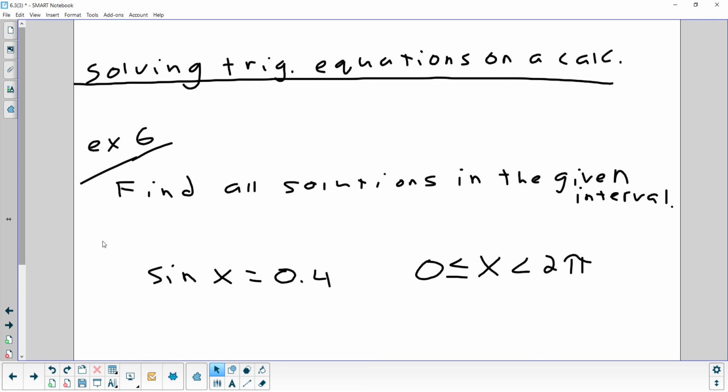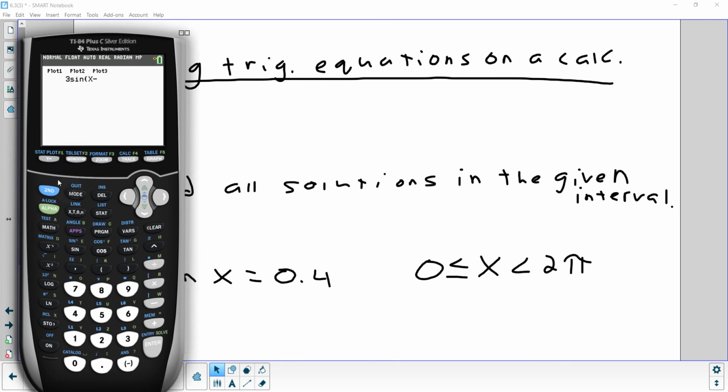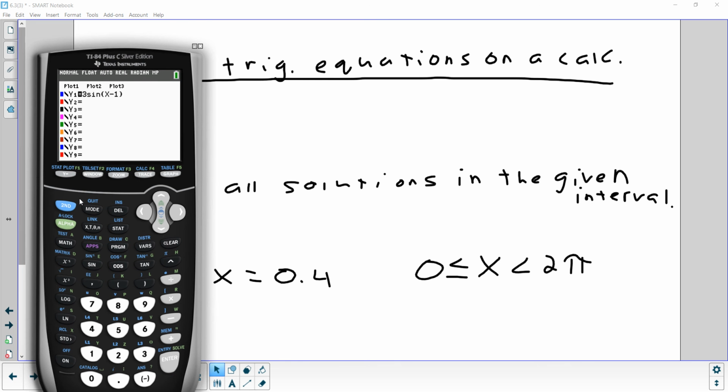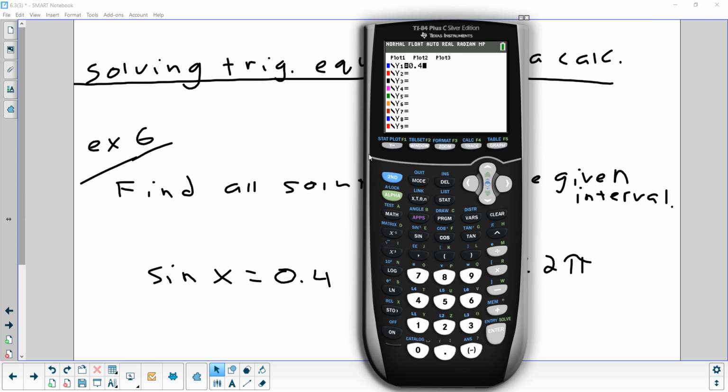Yeah? If you plug in 0.4 in y1 and then 2 pi in y2. So let's plug in 0.4 in y1, and then 2 pi in y2. Well, if we do that, 2 pi is about 6.28. And whenever you do y equals a number, you get a horizontal line. So you're going to get a horizontal line at 0.4 and another horizontal line at 6.28. So we just have 2 parallel horizontal lines.